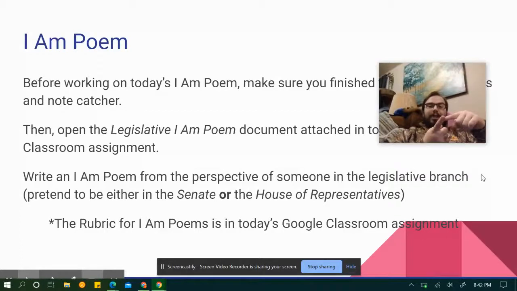Okay, what powers do you have? Which powers do you not have? How do you check the other branches of government? How do you check the executive branch? How do you check the judicial branch?